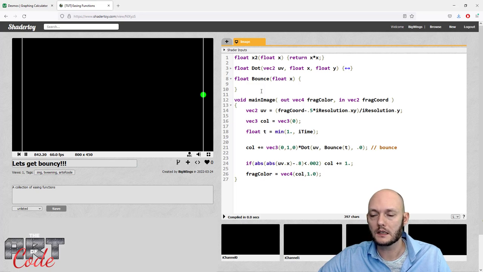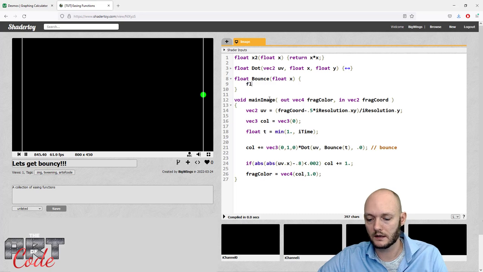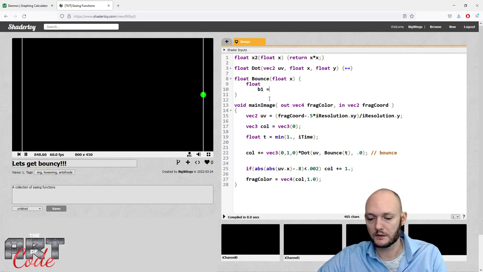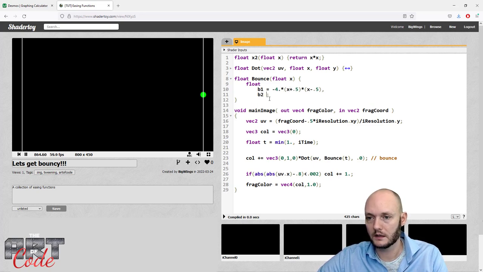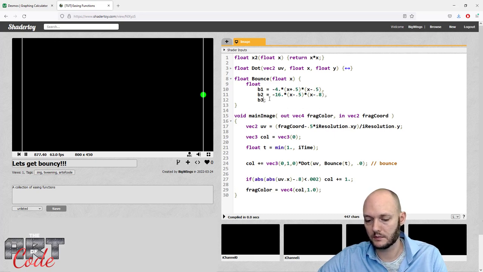Okay, so let's do that. What I can do here is make a float b1 for bounce 1. That is going to be x plus 0.5 times x minus 0.5, and then minus 4 times that. That was my first one. My second bounce is going to be minus 16 times x minus 0.5 times x minus 0.8. And my third bounce was going to be minus 8 times x minus 0.8 times x minus 1.